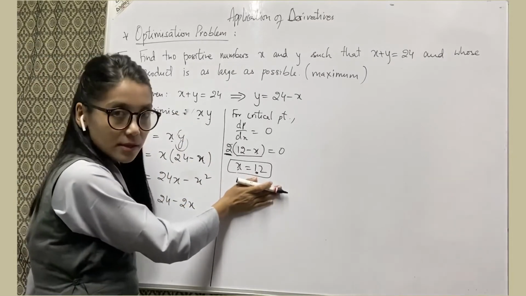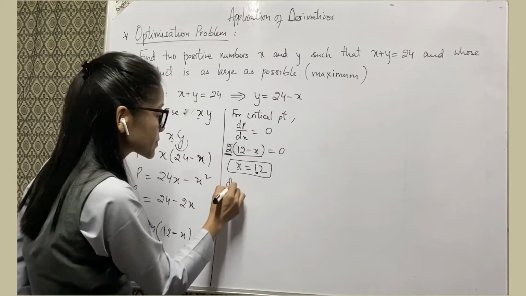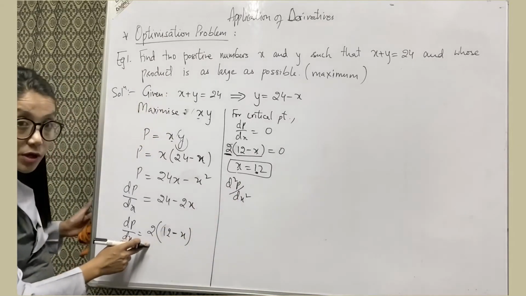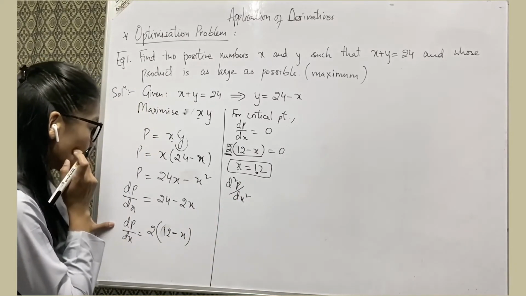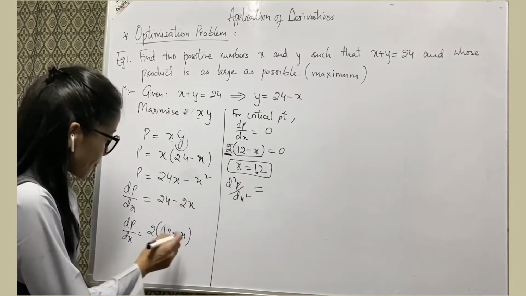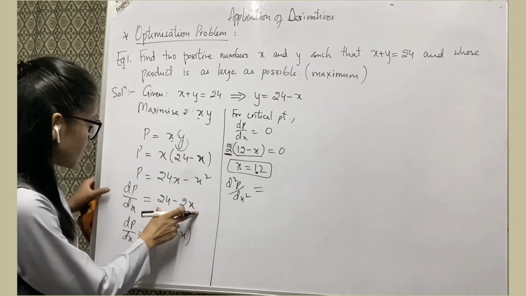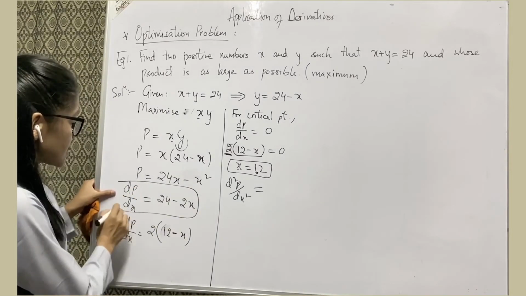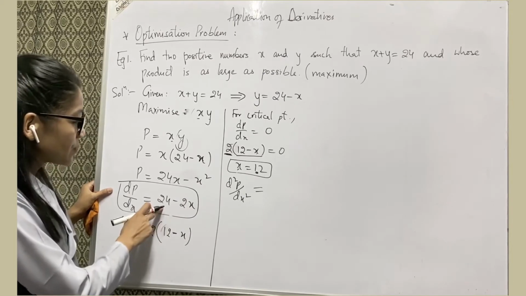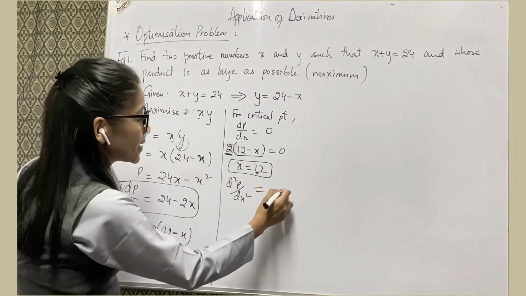Up to this, I think it is clear, right? We got this. Then you will find d2p by dx square, that is the second derivative, okay, of this. So dp by dx is equal to 24 minus 2x. So that is to be differentiated again. So the derivative of 24 is 0. The derivative of minus 2x is negative 2, right?